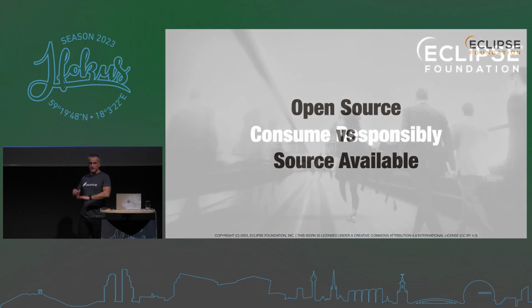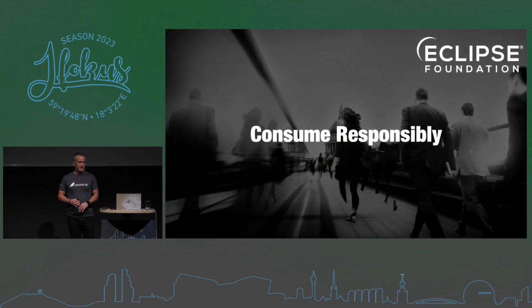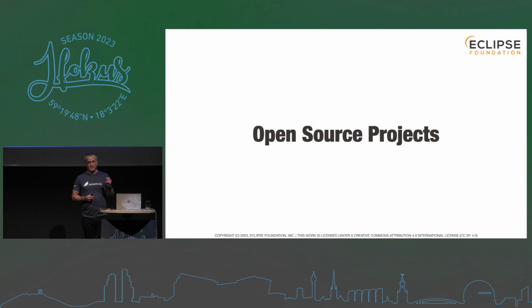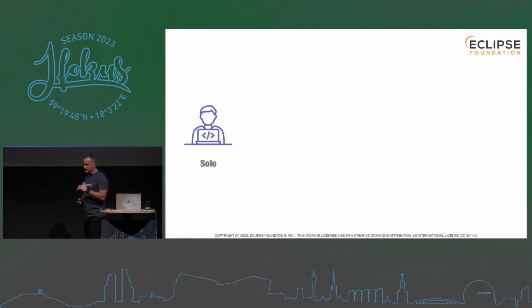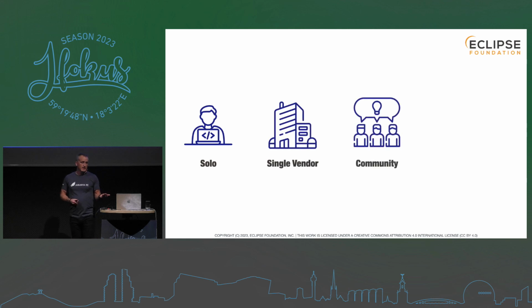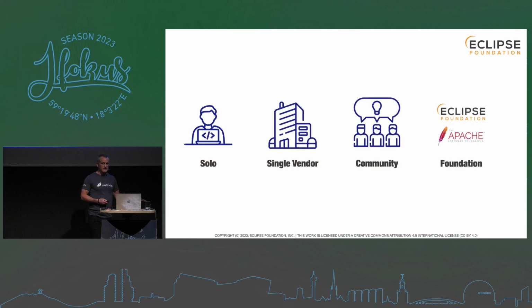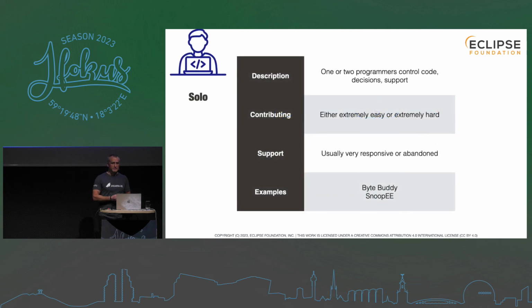So that is the open source principles and a little bit about licenses. So we all have a common understanding of what open source is. So, anyone using open source? Yeah, so there you go. So let's talk about how to consume open source responsibly. And to do that, we'll talk about different types of open source projects. We have the solo open source projects, the single vendor, the community, and the foundation kind of open source projects. Let's go through each of these.